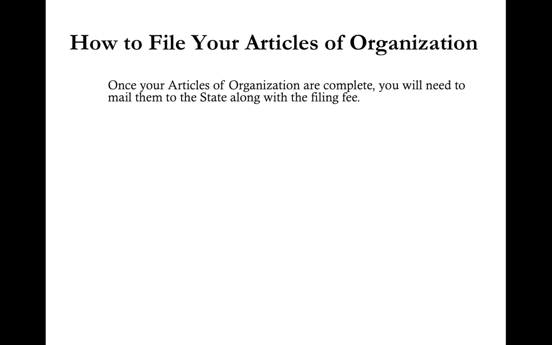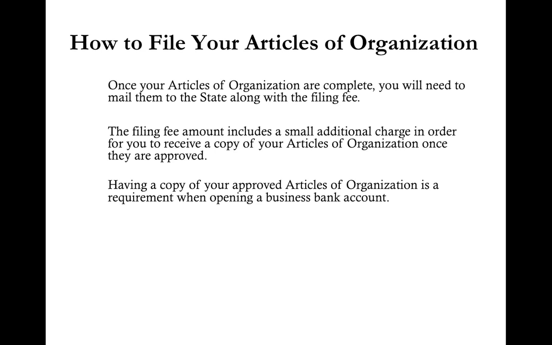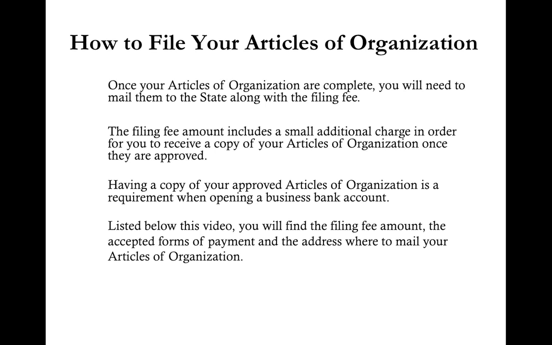Once your Articles of Organization are complete, you will need to mail them to the state along with the filing fee. The filing fee amount includes a small additional charge in order for you to receive a copy of your Articles of Organization once they are approved. Having a copy of your approved Articles of Organization is a requirement when opening a business bank account. Listed below this video, you will find the filing fee amount, the accepted forms of payment, and the address where to mail your Articles of Organization.